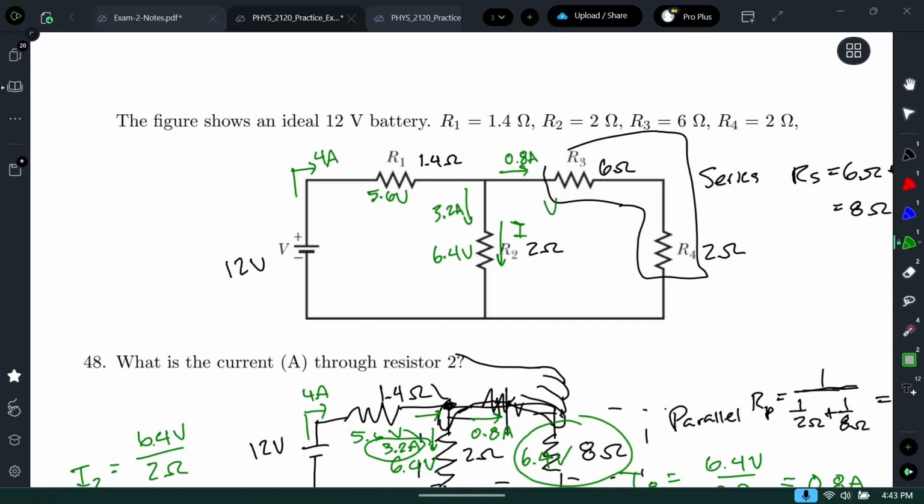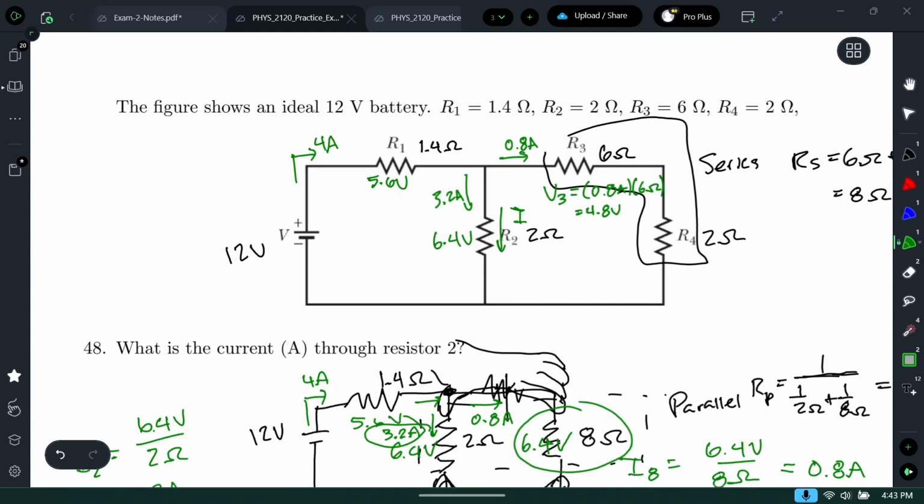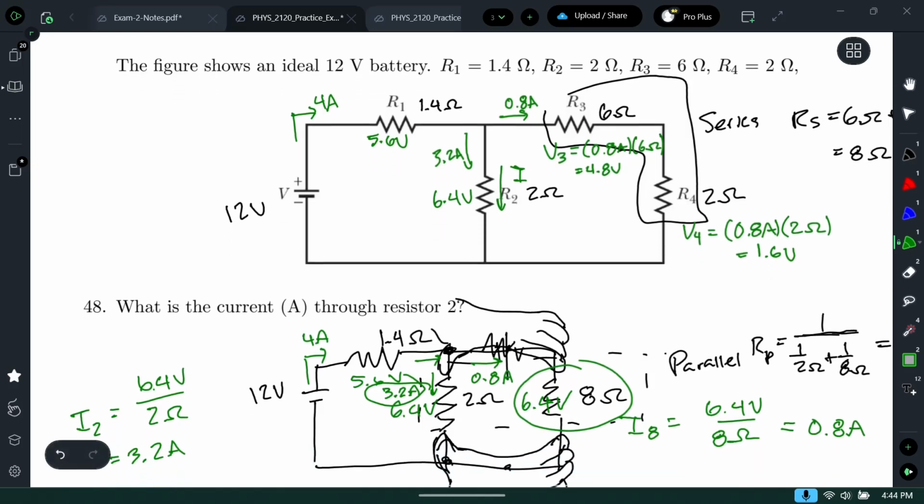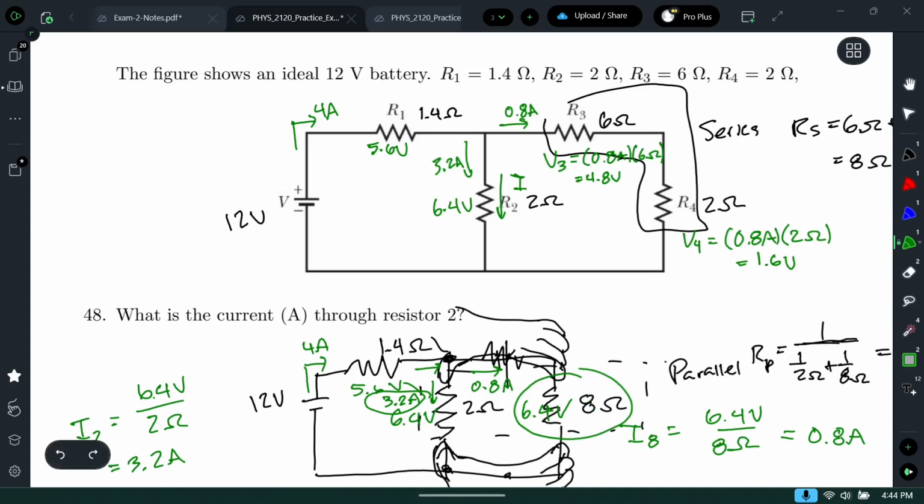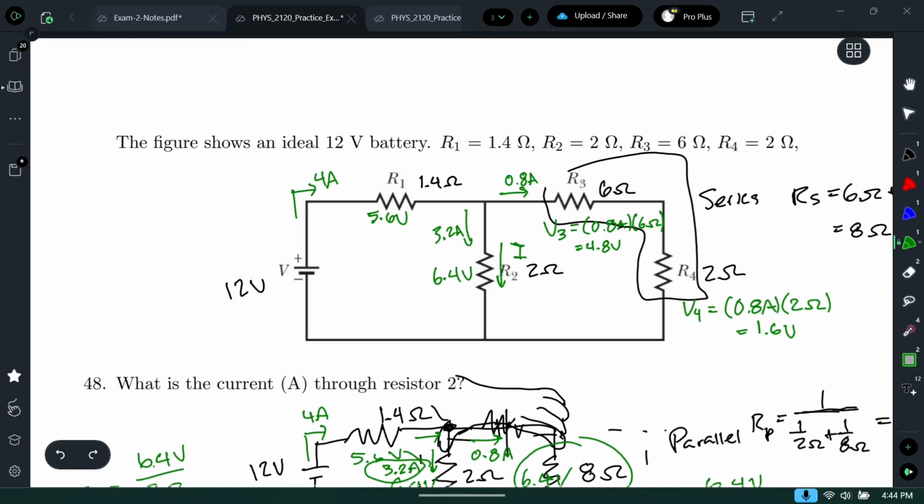So the voltage across 3, 0.8 amps, 6 ohms, that should be 4.8 volts. And then across the 2 ohm, 0.8 amps times 2 ohms is 1.6 volts. Those better add up to 6.4 volts, because that's what I had across my equivalent, and they do. 4.8 plus 1.6 is 6.4.